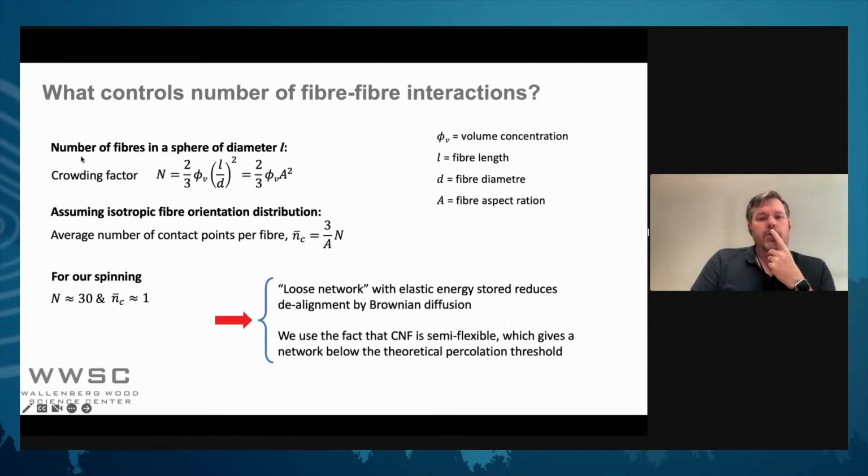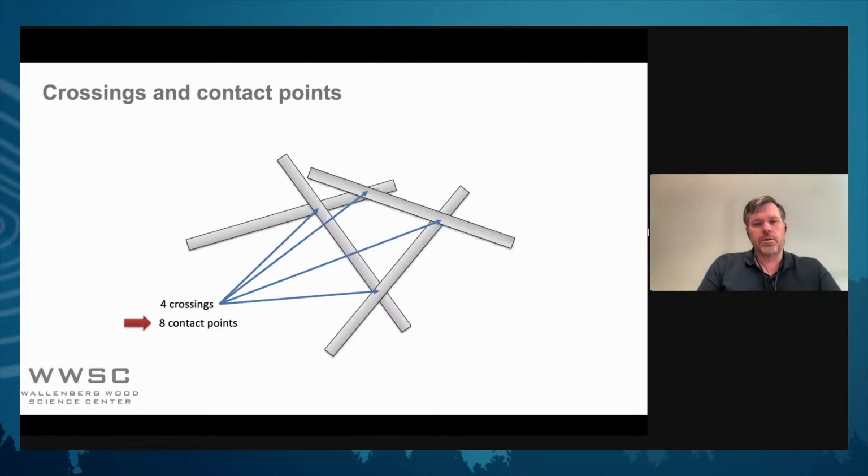And contact points is then important. And typically when we do our spinning, we realize that we have a crowding factor of, it's very rough, maybe 30. And we have contact points about 1 per fibril. And that is a little bit interesting perspective, because if you have 1 contact point per fibril, you should theoretically then not have a network.